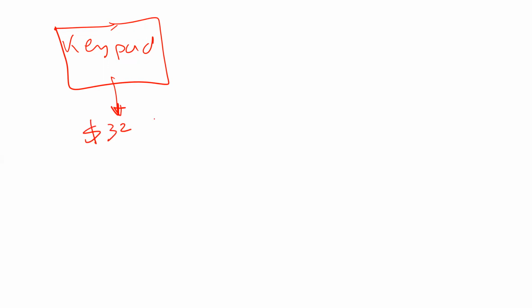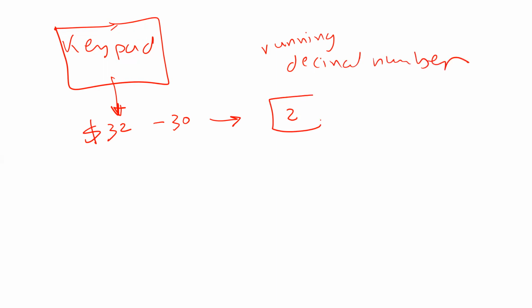So what I'm going to do first is subtract 30, as I told you, to convert from ASCII to a number. So now I got 2. And this is what I'm going to do: I'll call it the running decimal number. Now you give me 32, and the decimal number is 2, right? Now the user gives me another number, for example 37. I subtract 30, so now the number is 7. This is the number I got.